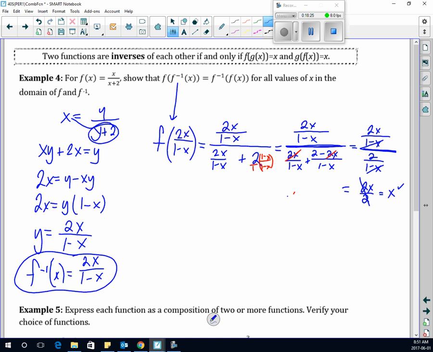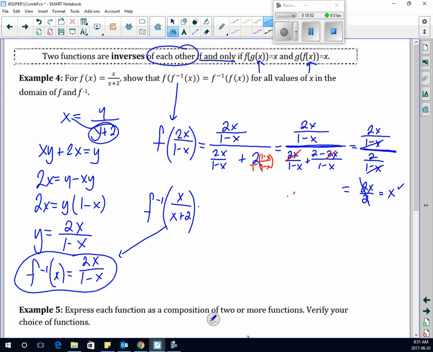Okay, so now we're going to do the inverse function of my original, which is x over x plus 2. So that's going to sub into there now, right? Remember, the definition of their inverses of each other, if and only if both things happen. We have to go both ways, right? We got to put it into one and put it into the other.